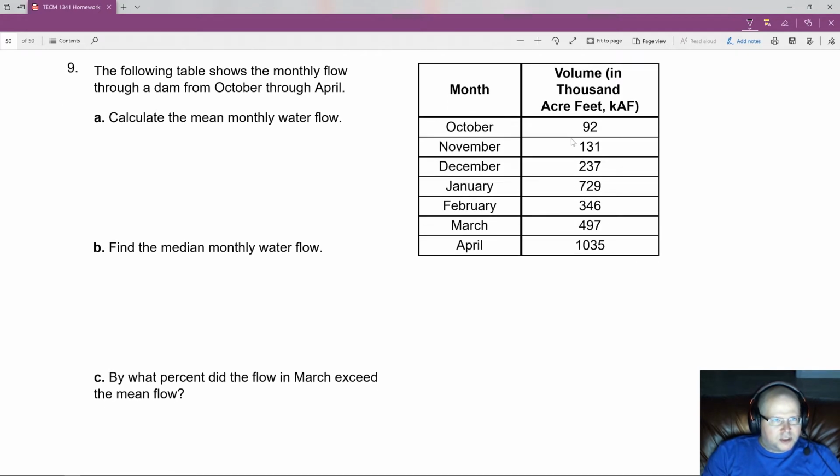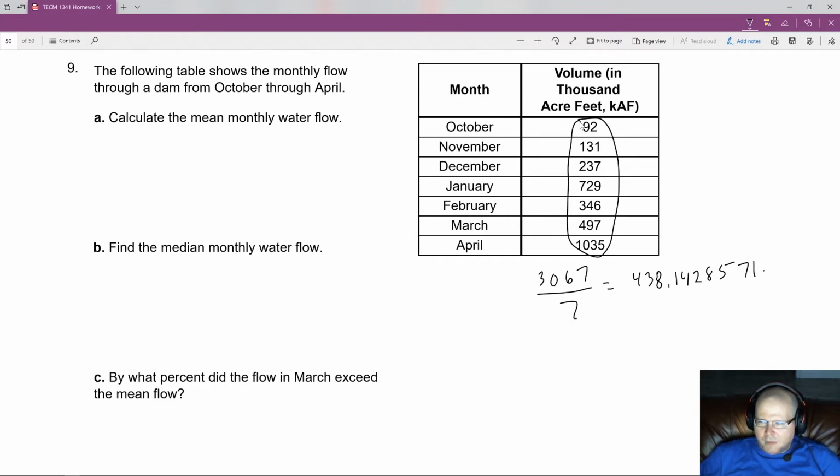The table shows the monthly flow through a dam from October through April. Calculate the mean monthly water flow. So we have to add this column together, and then we divide by the number, which is 1, 2, 3, 4, 5, 6, 7. Now, if we add all of this together, we get 3,067. We divide by 7, and we get a mean of 438.142857.